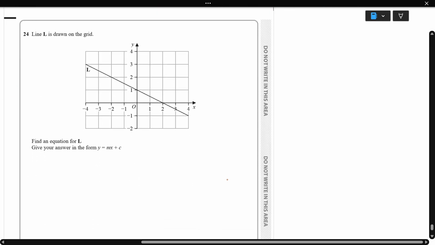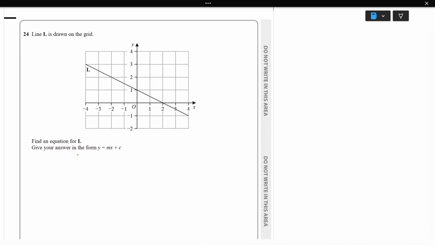Next, question 24. The line is drawn on the grid. Find an equation of the line L. Give your answer in the form y equal to mx plus c. That's a straight line equation, y equal to mx plus c. First, the c is the y-intercept point. So look at here, the y-intercept point. The line crosses the y-axis at 1. So c equal to 1. So y equal to mx plus 1.